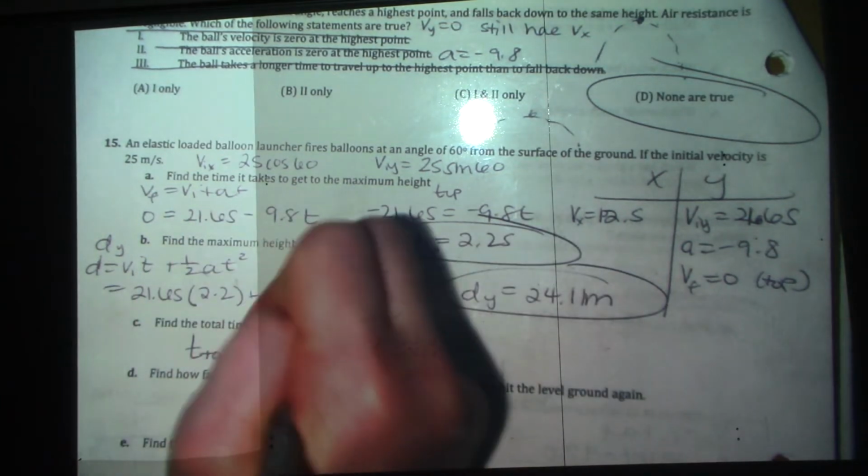Total time it's in the air, well, I know it takes 2.2 seconds to go up, so it'll take 2.2 to go down, so then t total would just be double that time, or 4.4 seconds.